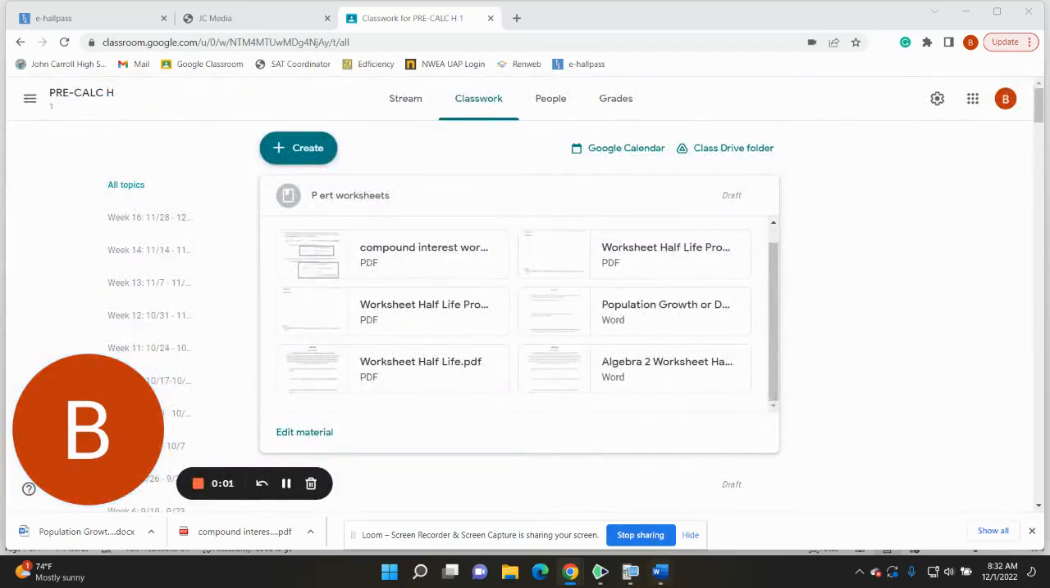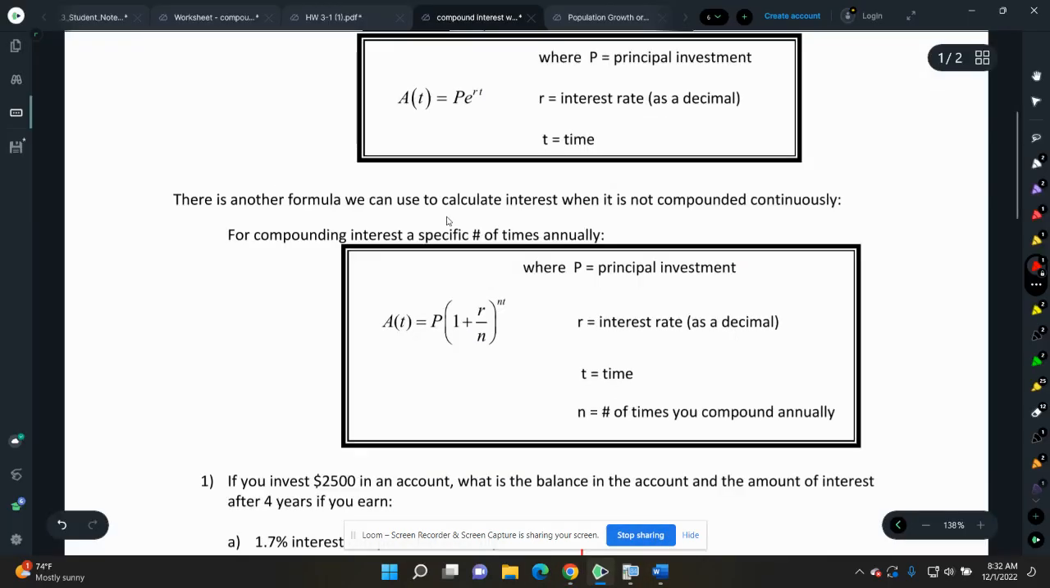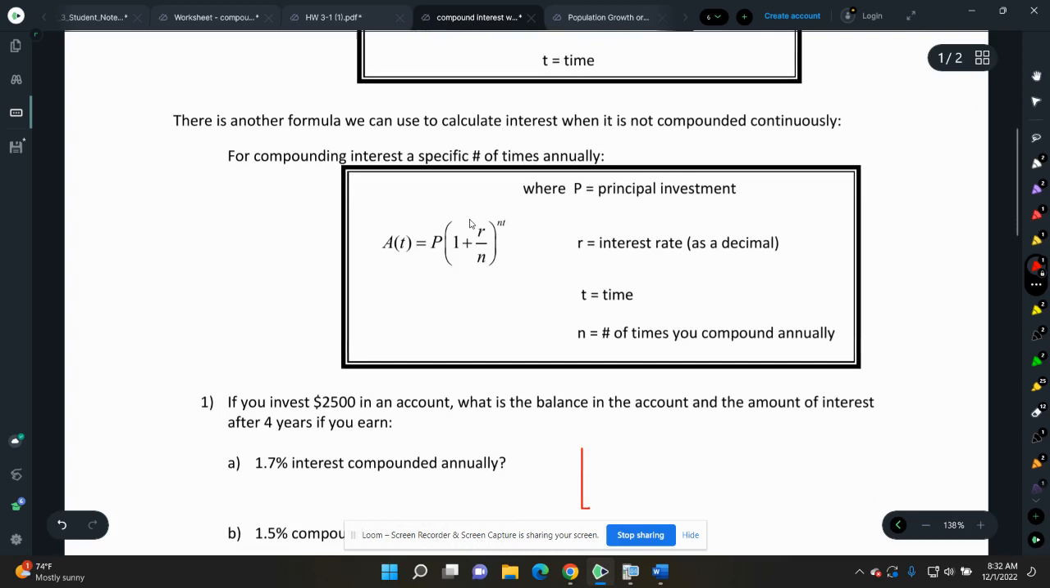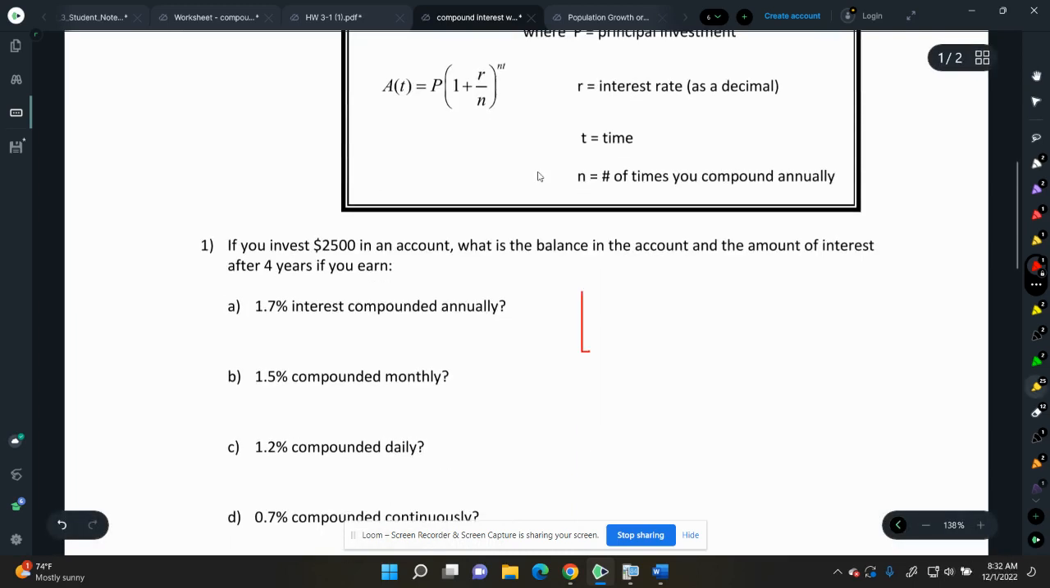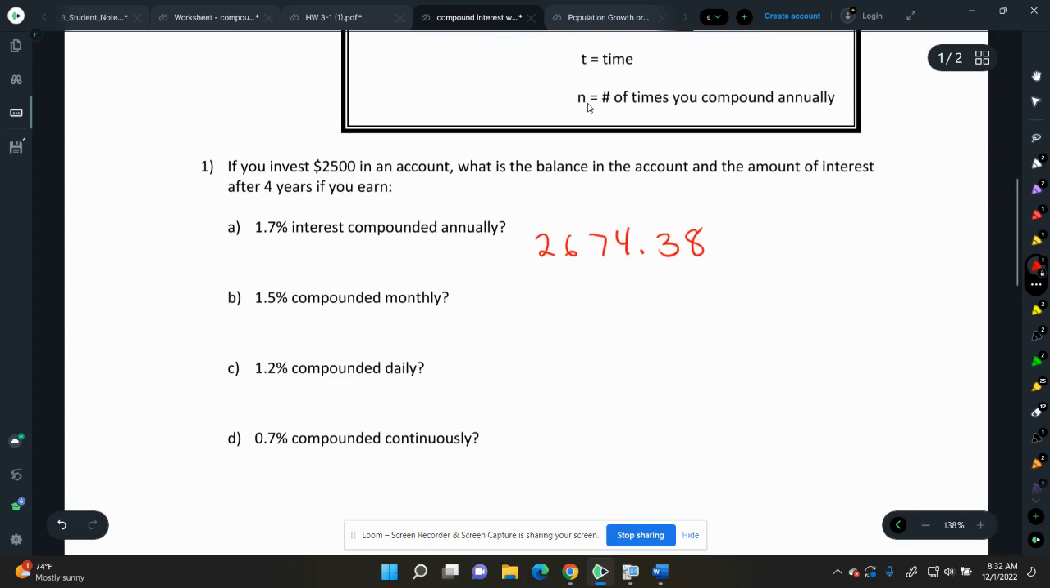Start off. I'm going to read the answers and then we'll go over the ones we need to go over. Okay? Okay, so number 1A. It's random. We've got $2,674.38. Good? Okay, part B. 26. Is this right?